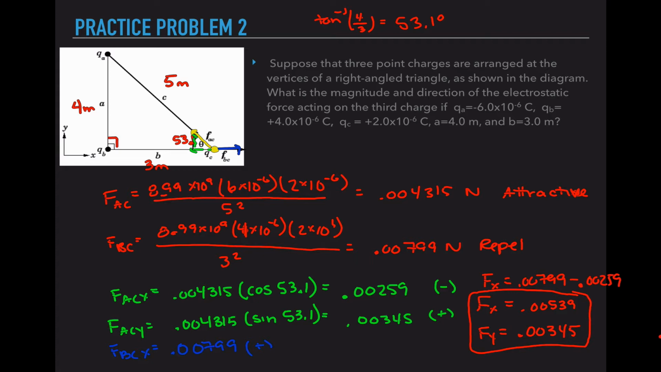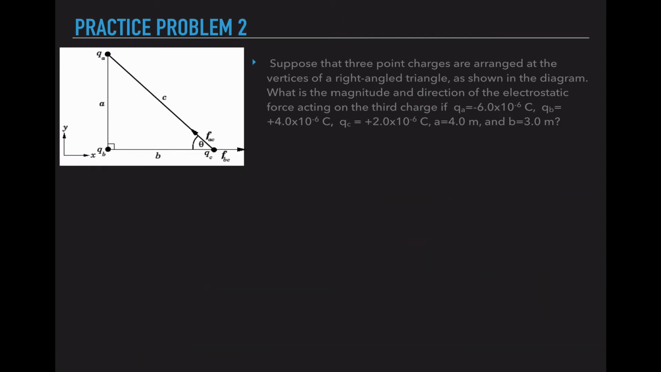We have the x component and we have the y component. Now we have to combine them using Pythagorean Theorem. So I'm actually going to clear off this screen so I have a little bit more room to work, but I hope you have all of this written down in your notes. Okay, so I'm going to clear off the screen. I'm going to rewrite Fx is 0.00539 and Fy is 0.00345. So we're going this way and this way because the x component in the positive direction was larger.